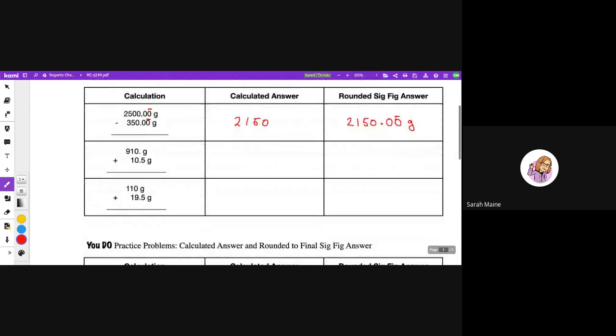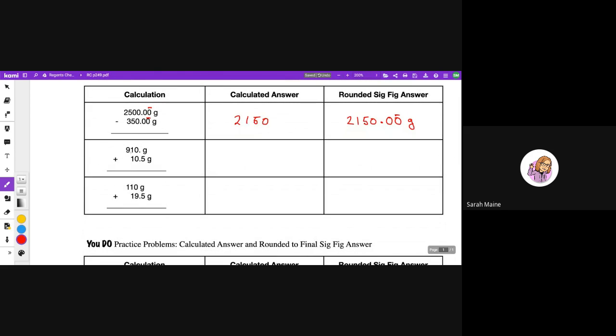When we take a look at the next example, 910 plus 10.5, when you put this in the calculator, your calculator will show an answer of 920.5. And what we have to determine is to what place do we take the calculator answer and record it to the final answer. So take a look.